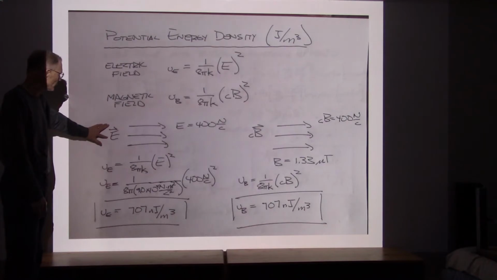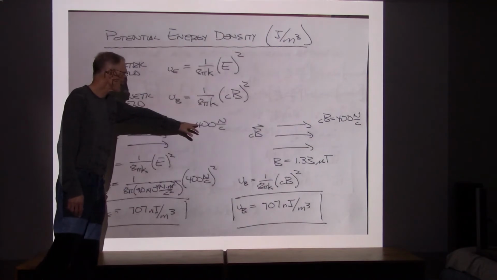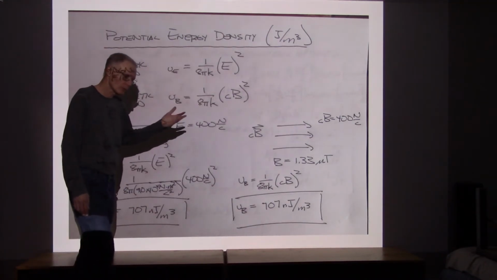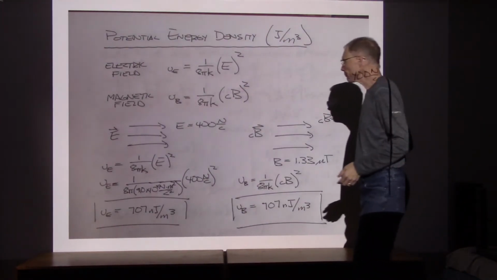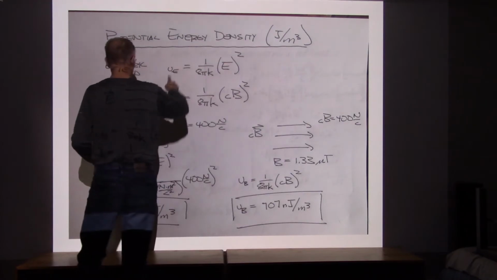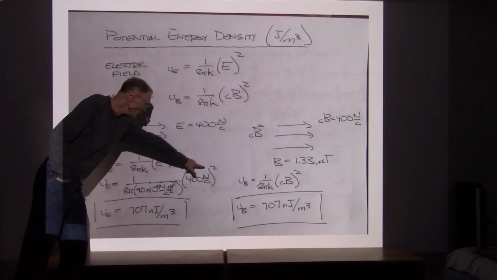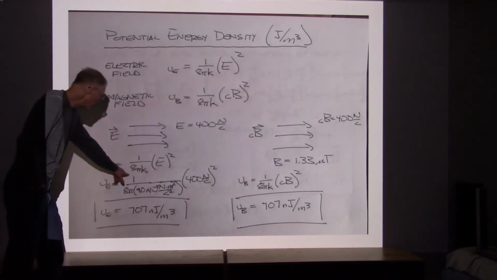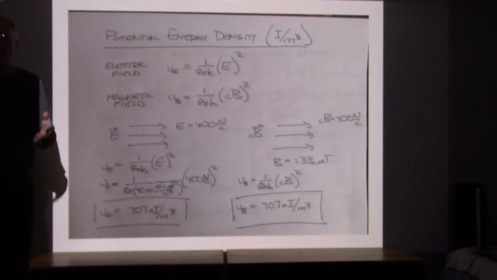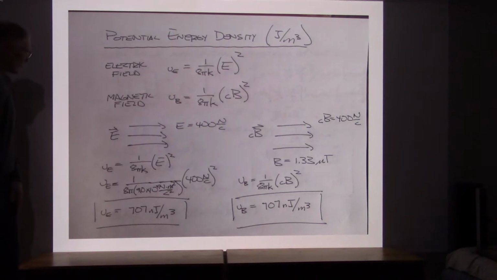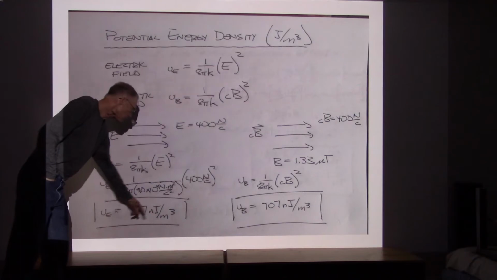So I said, here's an electric field, and let's imagine this electric field region has a field magnitude of 400 newtons per coulomb. Well, using my electric field energy density formula, I can put in my 400 newtons per coulomb and square that, and then put 1 over 8 pi little k, where little k is my electromagnetic force constant. And that gave me 707 nanojoules per cubic meter.